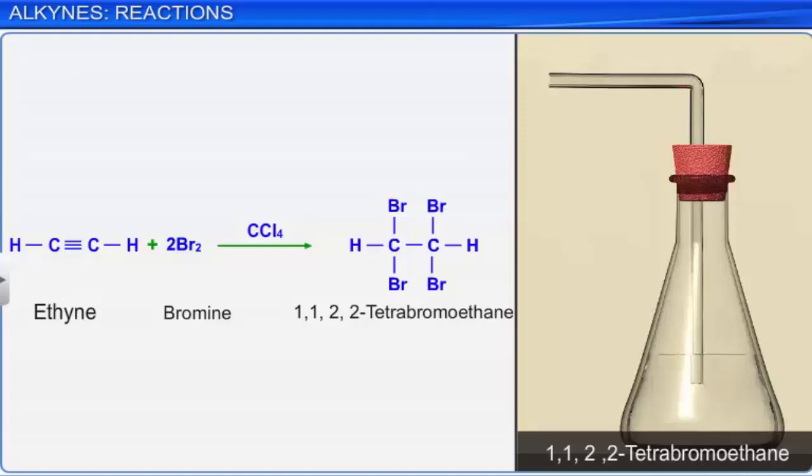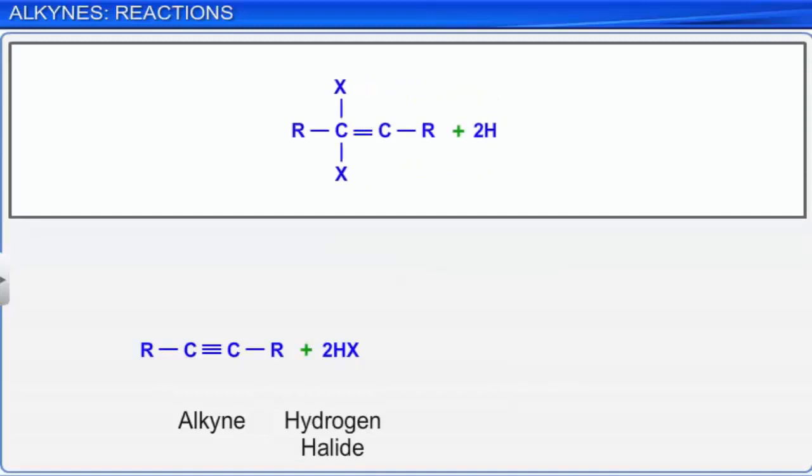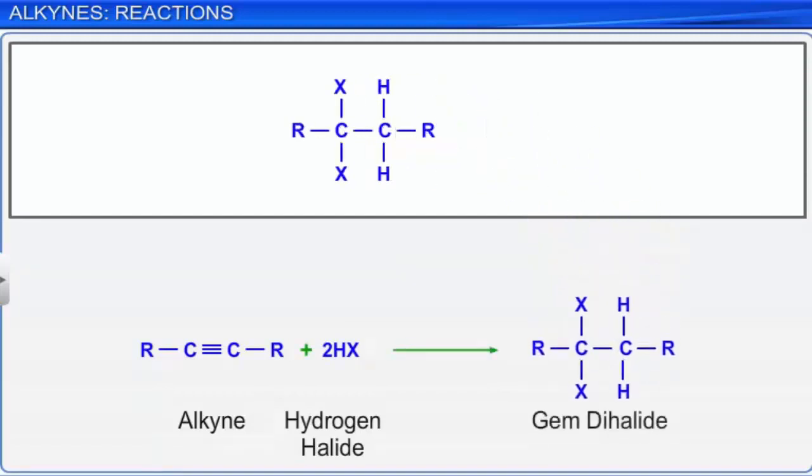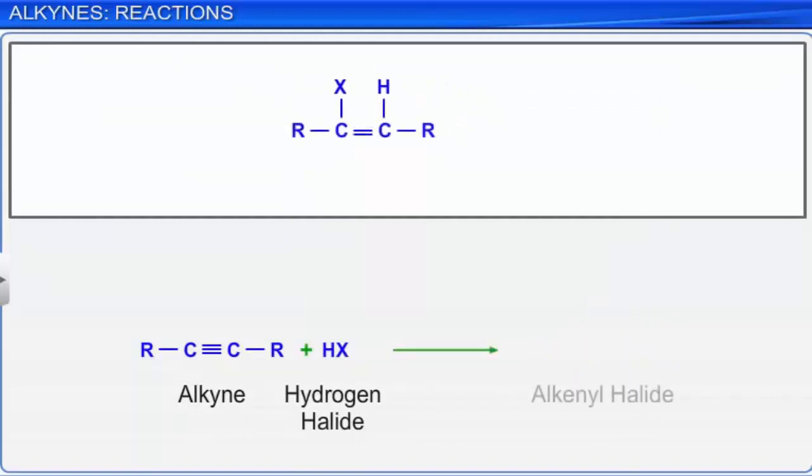Alkyne, when treated with 2 molecules of hydrogen halide, forms gem dihalide. On the other hand, when treated with 1 molecule of hydrogen halide, it forms alkenyl halide. Addition in unsymmetrical alkynes takes place in accordance with Markovnikov's rule.